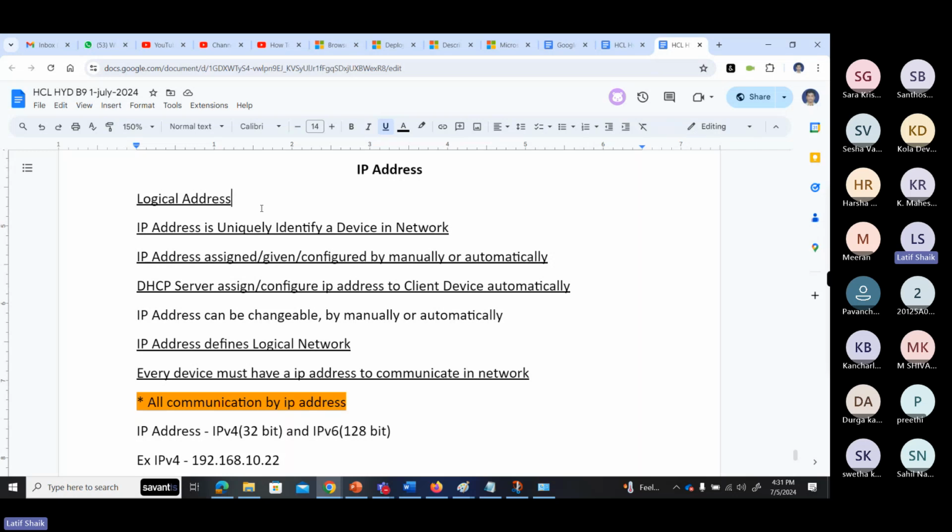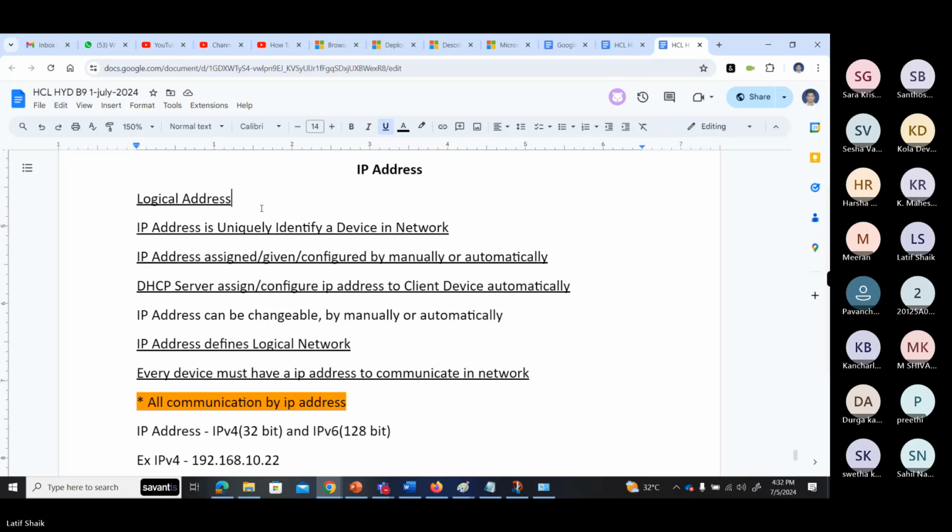These IP addresses can be assigned, changed or configured either manually, where you go and change the IP address yourself, or you will get an IP address from the DHCP server. What is the DHCP server? It assigns or configures an IP address to the client devices automatically. You have a Wi-Fi router, you connect to it and you don't configure any IP address, right? You have a smart TV, you connect it to your Wi-Fi router and you get an IP address. You don't need to configure it. How is it possible? Because your Wi-Fi router acts like a DHCP server, it is giving an IP address to you. Do not think that my system already has an IP address inside.